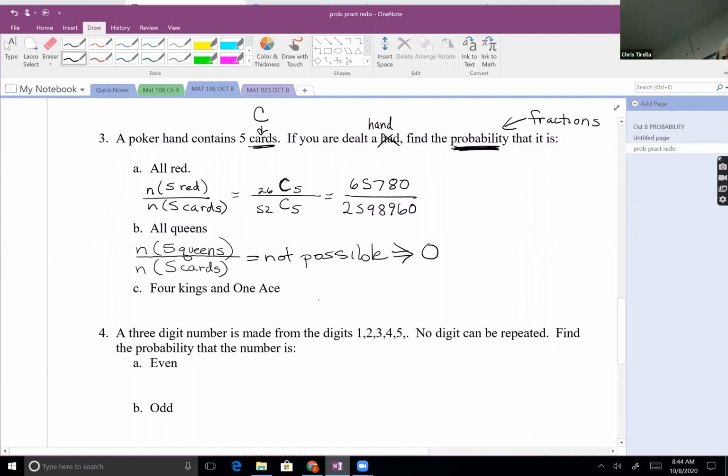Last one's probably the most involved here. My denominator, again, is the number of ways I can get 5 cards. And so that denominator is going to be 52C5, which is 2598960. Thinking about it, there's over 2.5 million different hands you can get from a deck of cards when order does not matter. How crazy is that? Now, in the numerator, I want the number of ways I can get 4 kings and 1 ace.